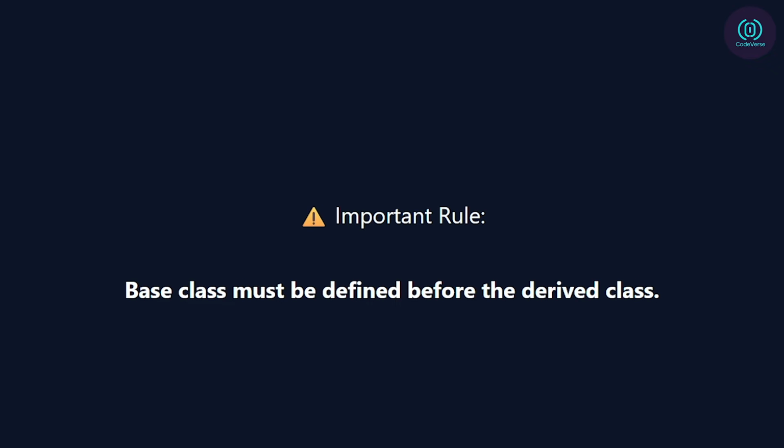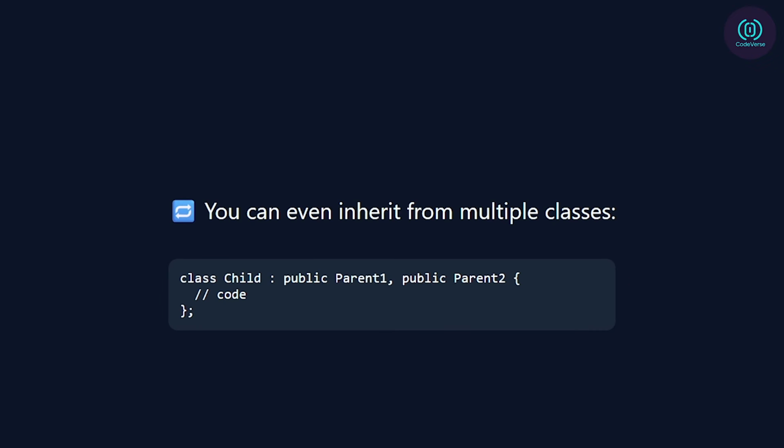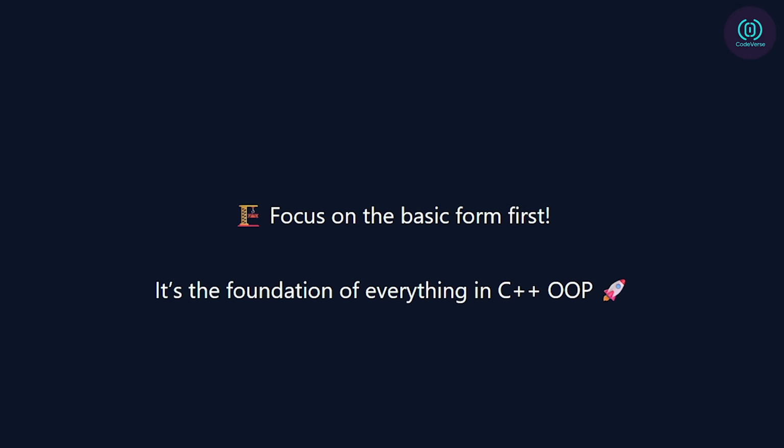Also, keep in mind, the base class must be defined before the derived class uses it. Otherwise, the compiler won't know what you're trying to inherit from. The base class can be empty or fully defined. As long as it's declared, inheritance can work. You can even inherit from multiple classes by separating them with commas, like class Child : public Parent1, public Parent2. Though multiple inheritance is advanced, C++ does support it. For now, focus on the basic form. It's the foundation of everything you'll build using OOP in C++.